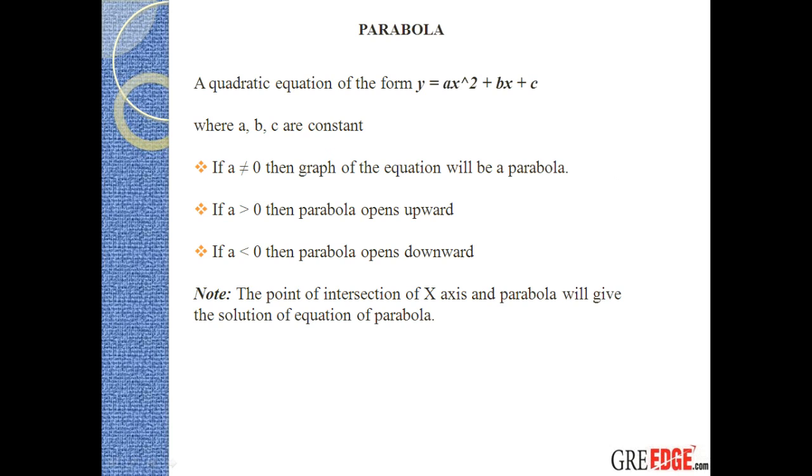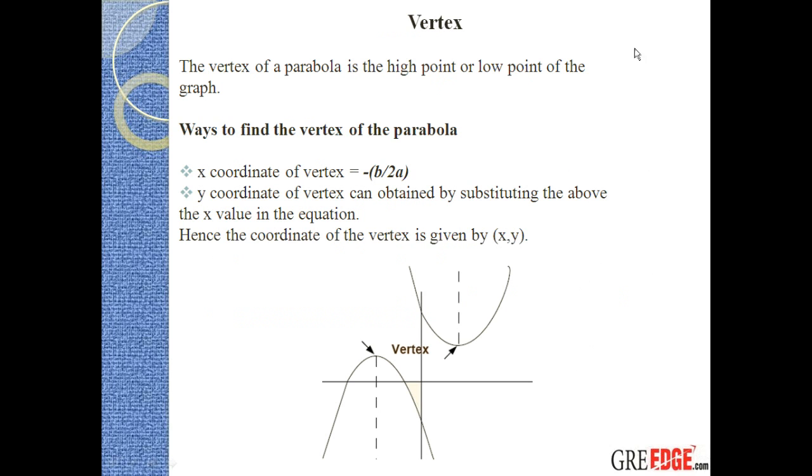Now there are two types of parabola, one which opens upward and the other one which opens downward. So if a is greater than 0, that is you have y is equal to 2x square plus bx plus c, a is greater than 0, then the parabola will open upwards. If a is less than 0, that is y is equal to say minus x square plus bx plus c, minus 1 will be the coefficient of x square, and that is less than 0, then the parabola will open downward.